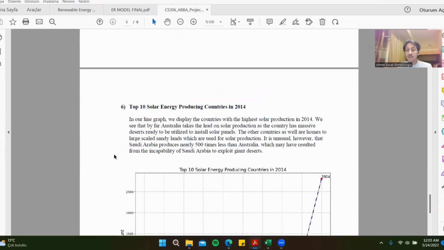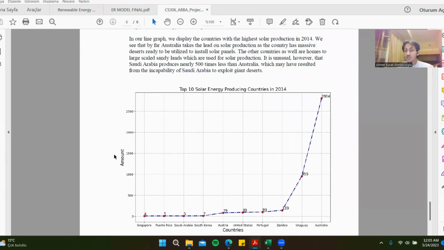Moving on with the last table, we have solar energy producing countries in 2014. Australia has the lead, with nearly 3 times its runner-up. Uruguay has 1,000 units of solar energy production, and Australia has nearly 300. The impressive thing here is that Australia has the means and the technology, and it also has the deserts and sunny climate to produce solar energy. Since it's a developed country, it planted all these solar panels in the desert in the middle of Australia. So they produce by far the most solar energy.